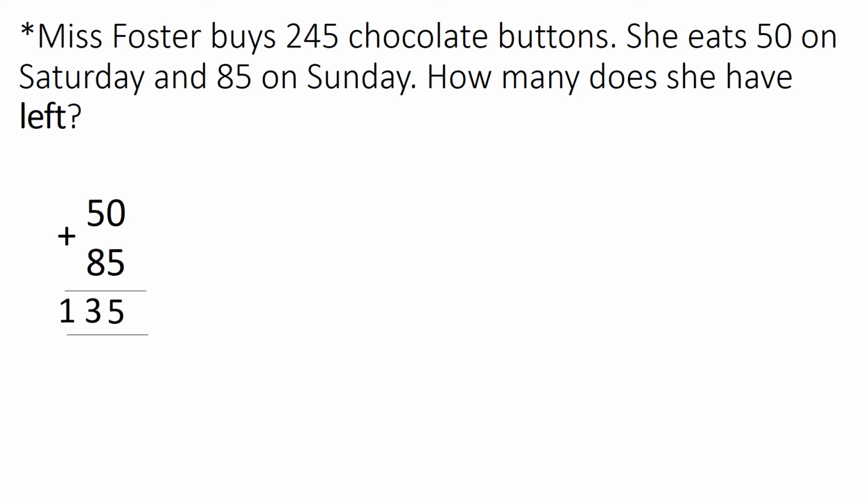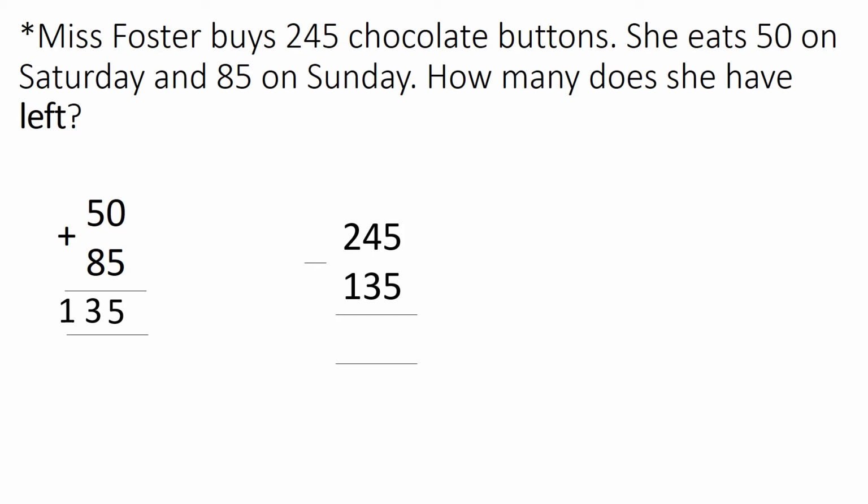But I haven't finished yet because the question asks how many does she have left. So now I need to do my subtraction part of the worded problem. So I'm going to do 245 take away 135, because I started with 245 chocolate buttons and I ate 135.